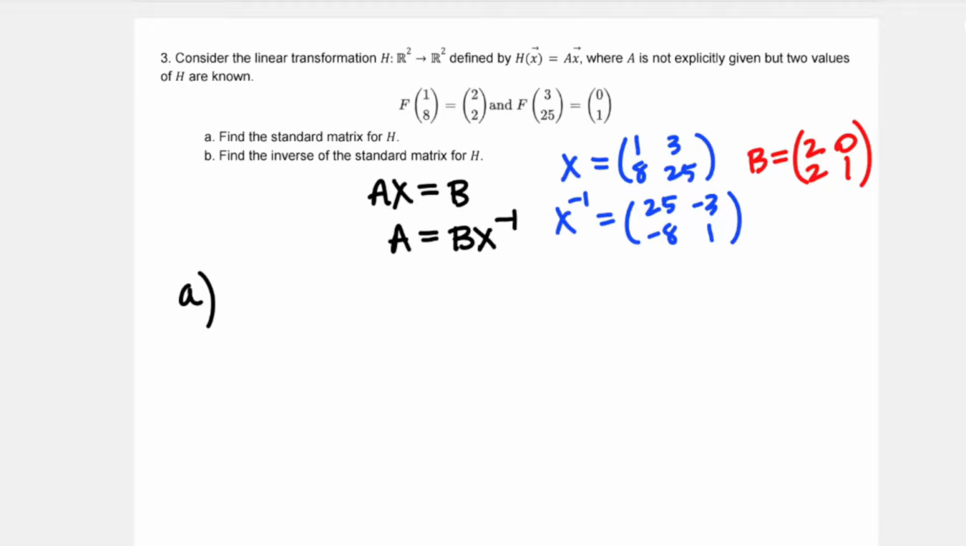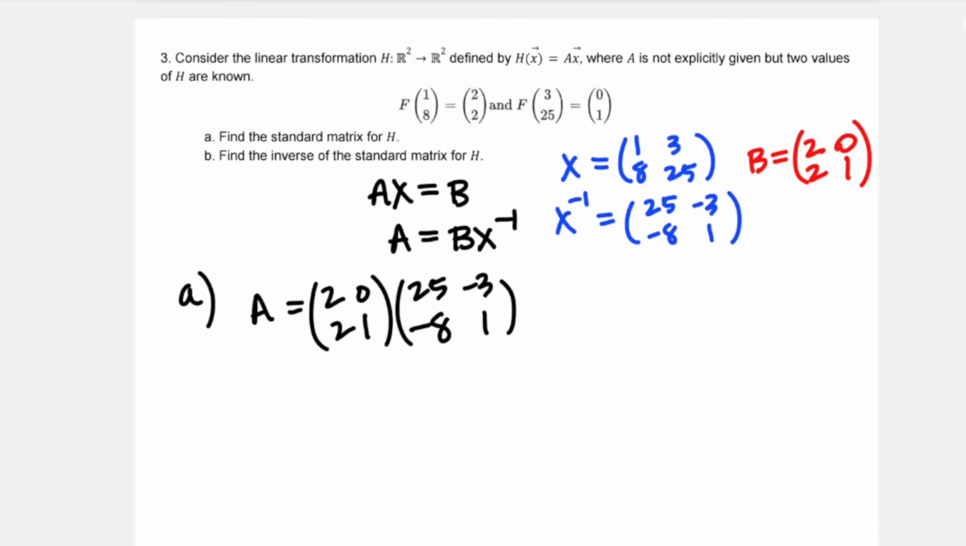So now what we need to do is to multiply b times x inverse on the right, and so I'm going to set up for that. A equals b times x inverse. And again, we're going to do that matrix multiplication, and you're going to do it however you do it. It doesn't really matter. We just need to arrive at this result. Okay, and that's part A.